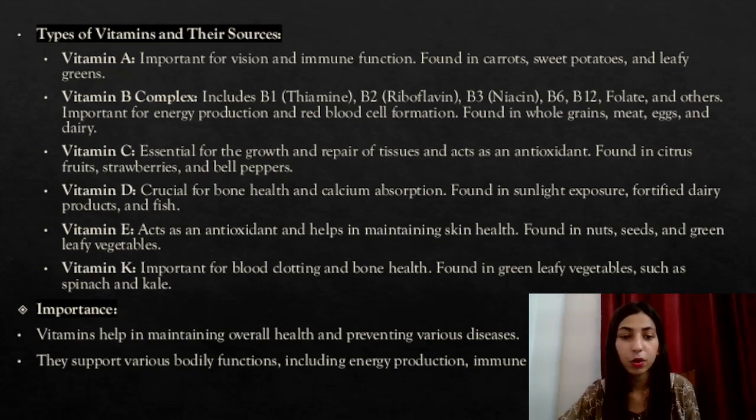Then, last but not the least, we have vitamin K, and it's important for blood clotting and bone health. So, खून रुकता नहीं है, so उसकी clot के लिए vitamin K is very essential. And it's found in green leafy vegetables like spinach and kale.